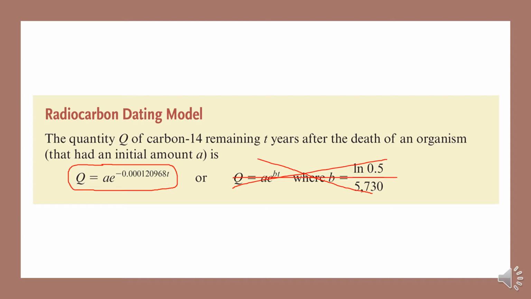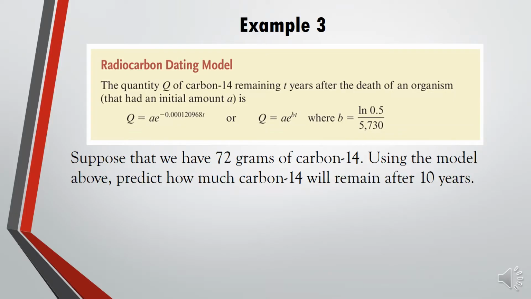Just like we developed that model earlier, William Libby and his team developed this model. Just like we did, they measured the amount of carbon-14 that they had initially in a living organism, and they measured the amount that was remaining. They knew a certain time frame, and they were able to discover this decay constant, which is negative 0.000120968. So let's use this model for an example.